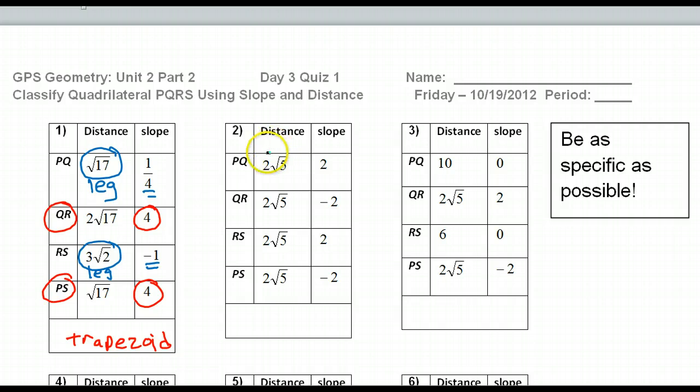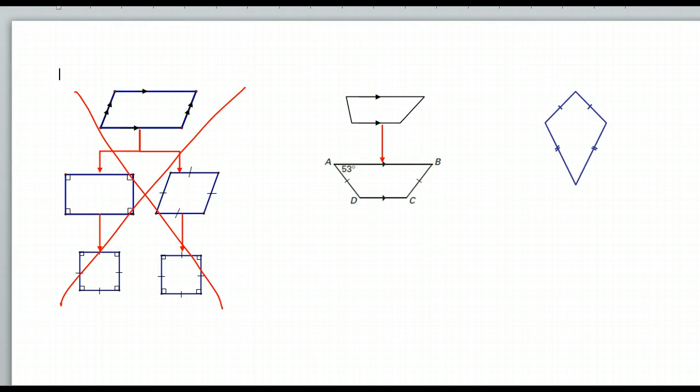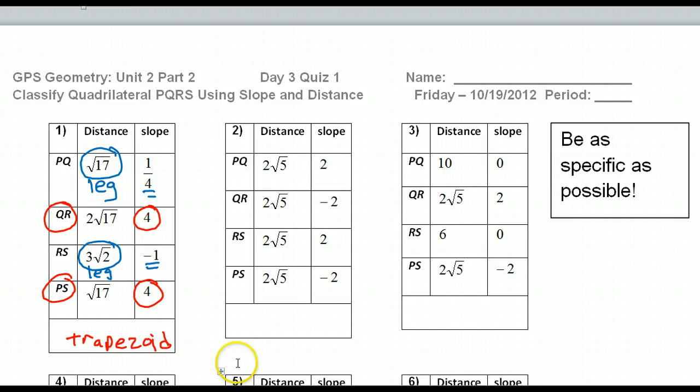Alright, let's go on to number 2. Alright, back to ground zero. Before we look at any of this stuff down here, we're asking ourselves, parallelogram, trapezoid, or kite. Again, looking at the pictures, if it's a parallelogram, opposite sides should be parallel and congruent. So let's start with that. Is it a parallelogram?